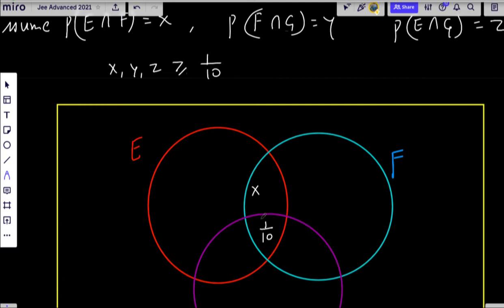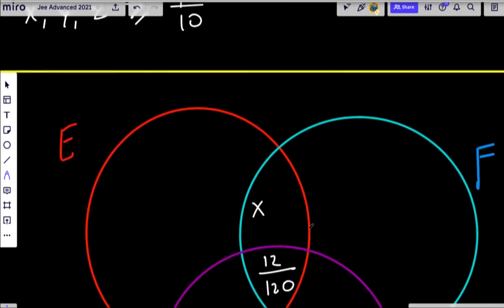For ease of calculation, for 1 by 10 we can write it like this, which will be easier because the LCM finally gives 120. So we multiply and divide by 12, and we can say 12 by 120 instead of 1 by 10. So this part will be X minus 12 by 120, right?